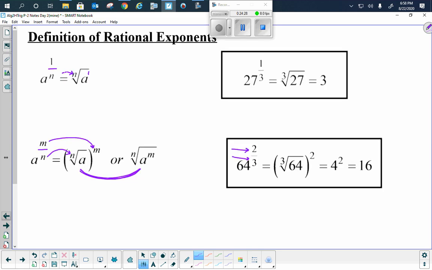Okay, again, the number on top is the power, and the number on the bottom, like tree roots, are the root. Okay.